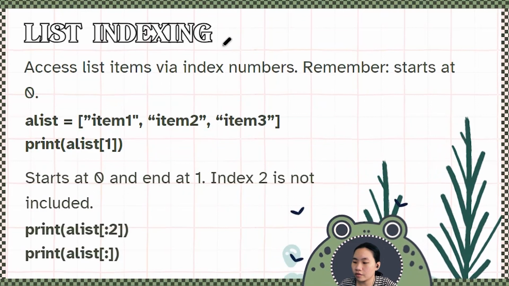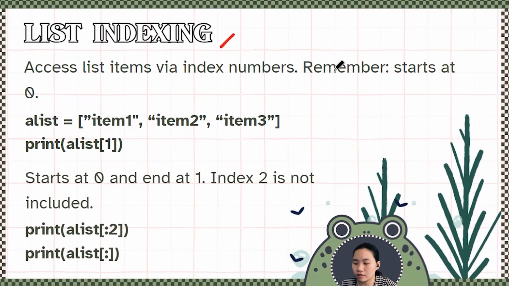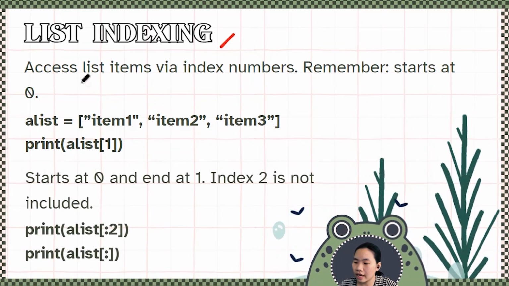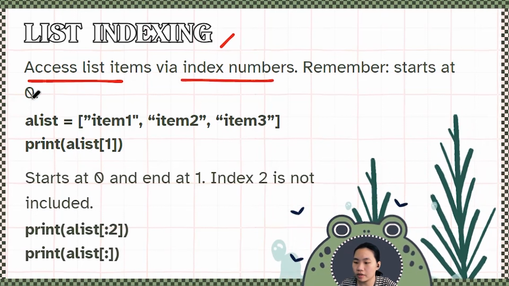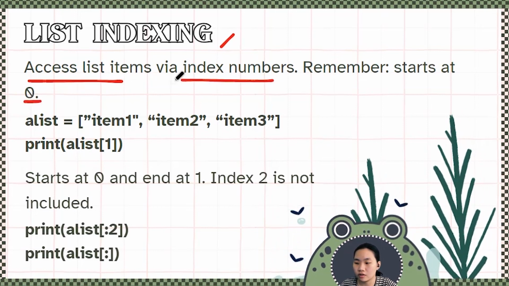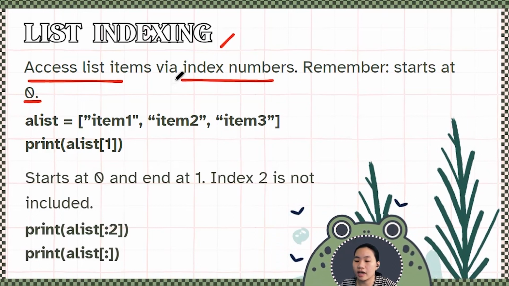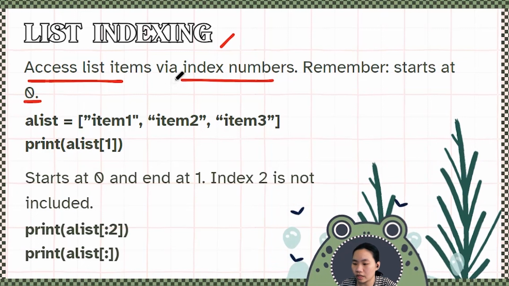Okay, now first off, list indexing. What is it? What is the syntax and how do we work with it? We can access list items via index numbers. Remember, it starts at 0. So the first item would be at index 0. The second item would be at index number 1.